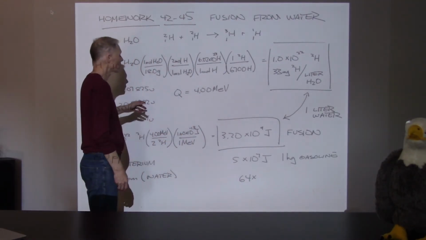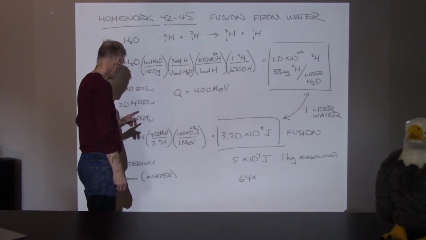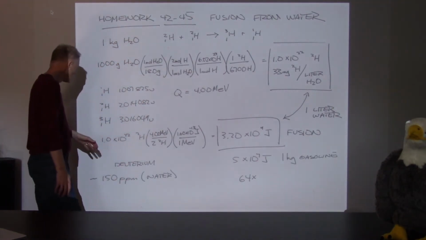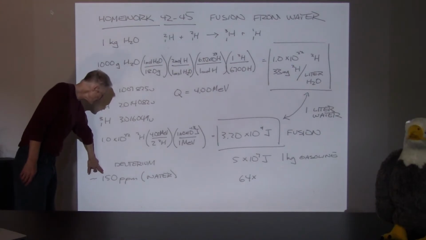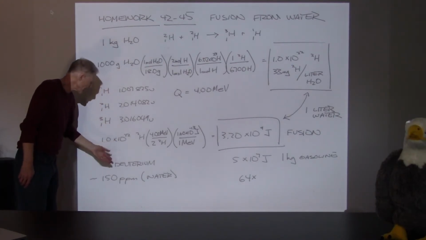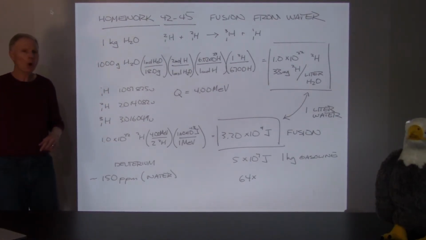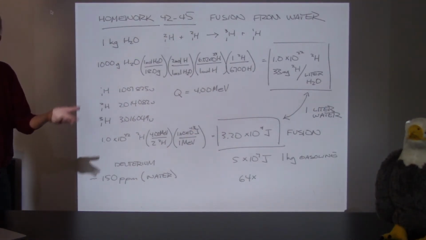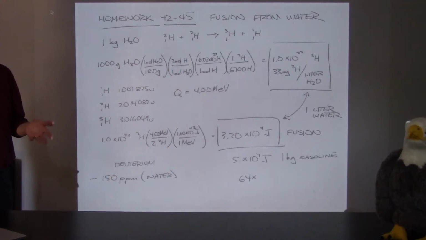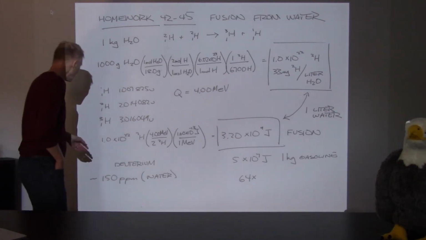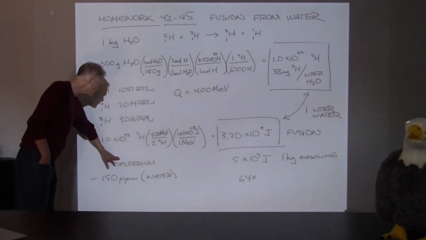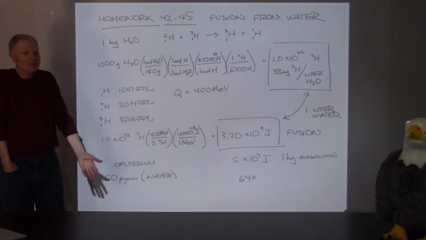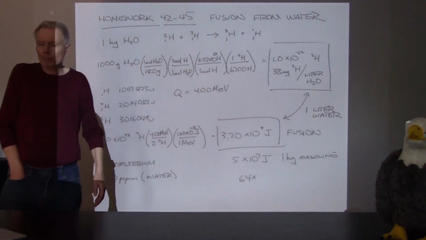Now, even though there's an enormous amount of water and a lot of hydrogen, deuterium within the naturally occurring hydrogen is only at about 150 parts per million. We would have to sort through a million hydrogen atoms from the water in order to get just 150 deuteriums. So it's not very common.